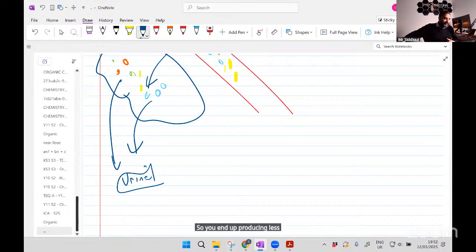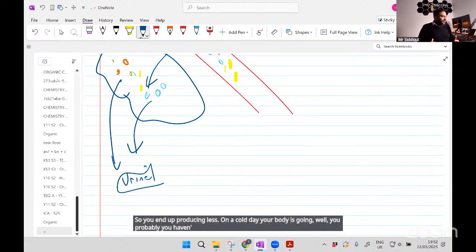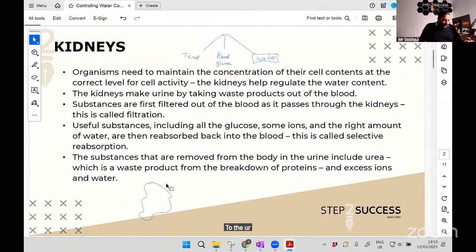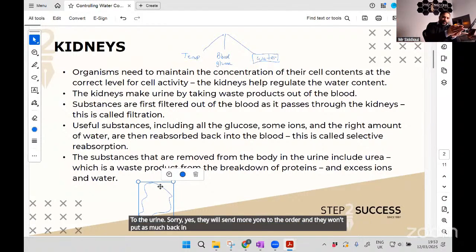On a cold day, your body is going, well, you haven't got rid of that much water today because you haven't sweated, for example. And so you will probably produce more urine because the kidneys will send more water to the urine and they won't put as much back in the blood. So the kidneys are just controlling, do we want to keep it in the blood or do we want to send it to the urine? That's essentially what the kidneys are doing.